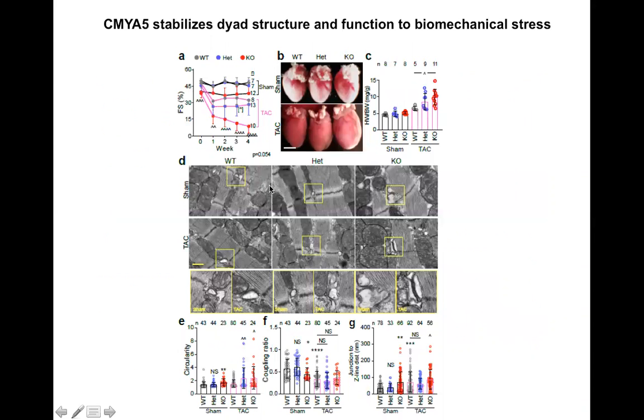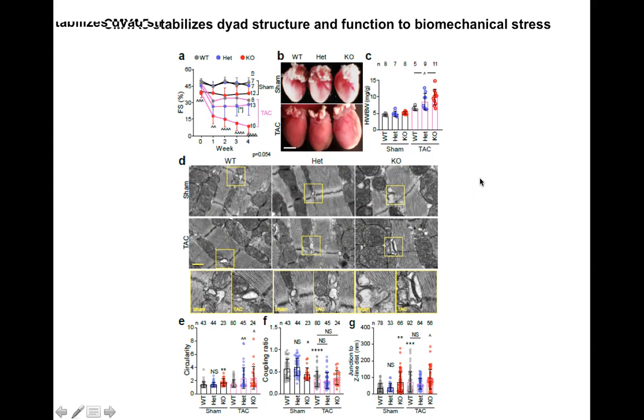So finally, we put these animals into a pressure overload condition by performing TAC surgery. The knockout mice exhibited much worse heart function, as you can see in terms of fractional shortening, and with a much larger heart and also a higher heart weight to body weight ratio. It was also the same situation for heterozygous mice, although not as dramatic as knockouts.